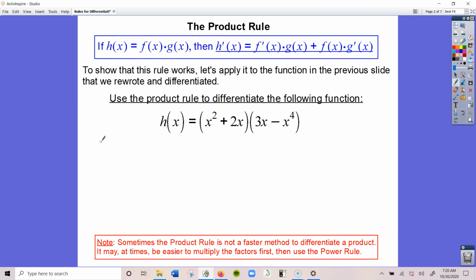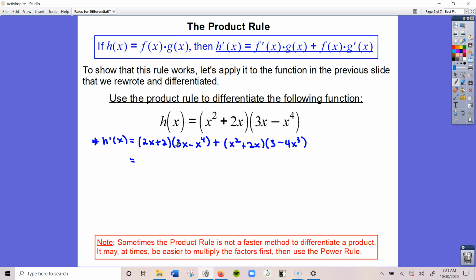So let's try it. So h prime of x is equal to, now what we do is we find the derivative of the first factor, so 2x plus 2, and you leave the second one alone and multiply, so 3x minus x to the fourth. Plus, now we leave the first factor alone, and we multiply with the derivative of the second factor, which is 3 minus 4x to the third. We're going to have to multiply all this out to get our final answer.